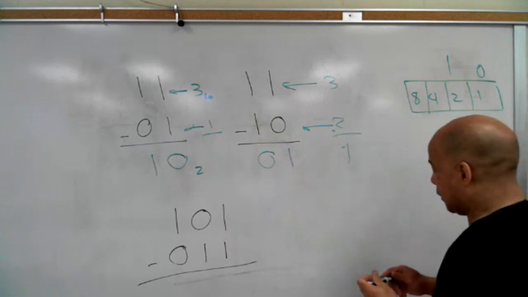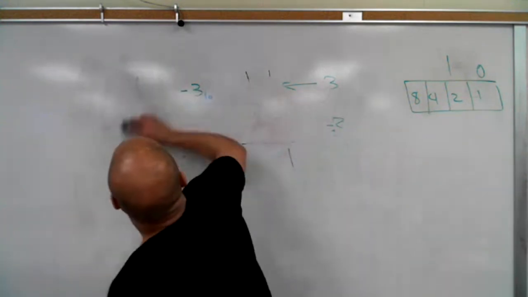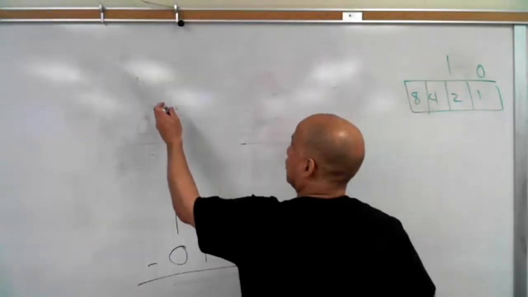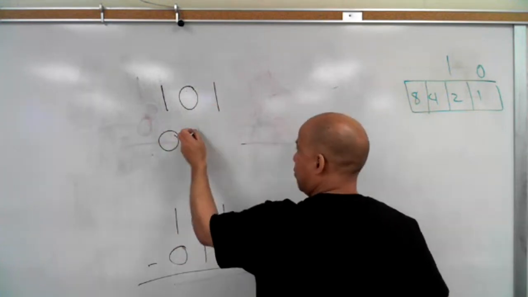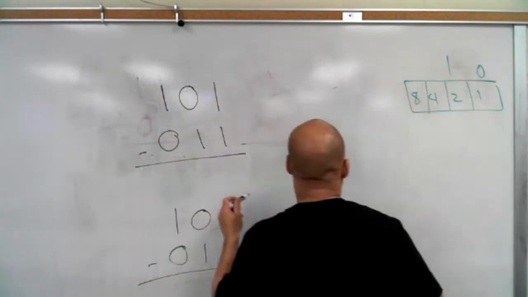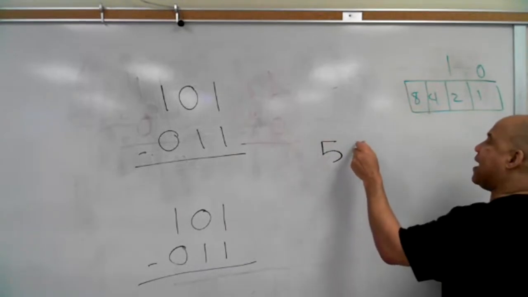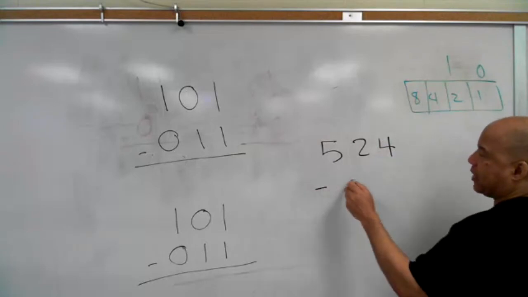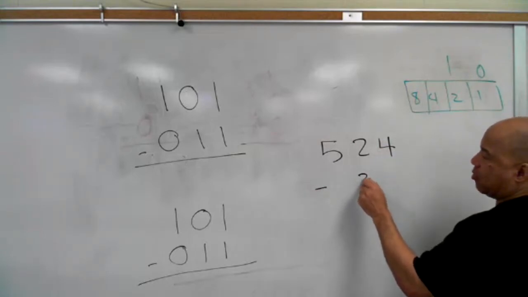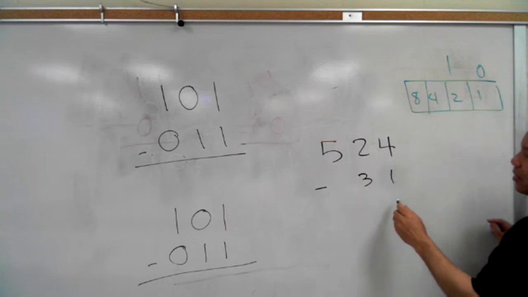Now this one, let me move this one up a little higher, because this one I want you to really get. Let's do this one up here. So we got a 1, 0, 1. We got a 0, 1, 1. So if I was doing, let's say, 524 and I was subtracting from it 31. Let's say I was going to do that.